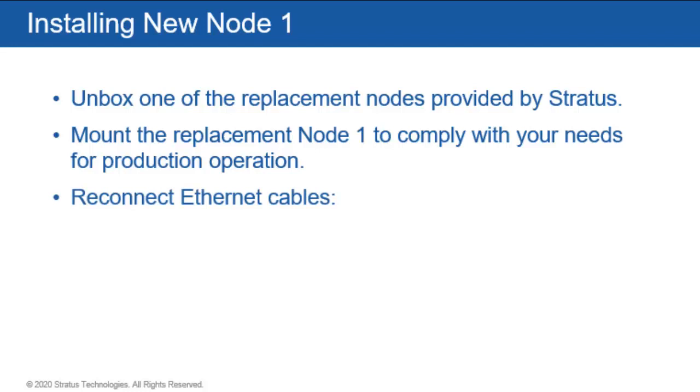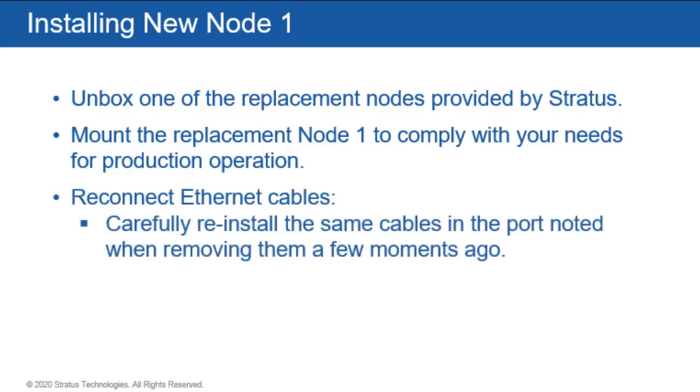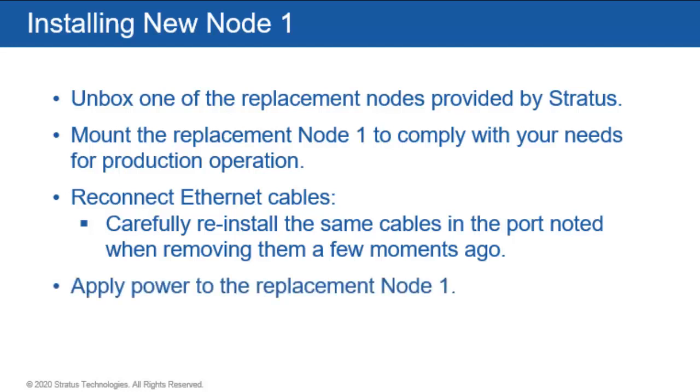Reconnect all Ethernet cables. Carefully reinstall the same cables in the ports noted when removing them a few moments ago. Apply power to the new replacement Node 1.